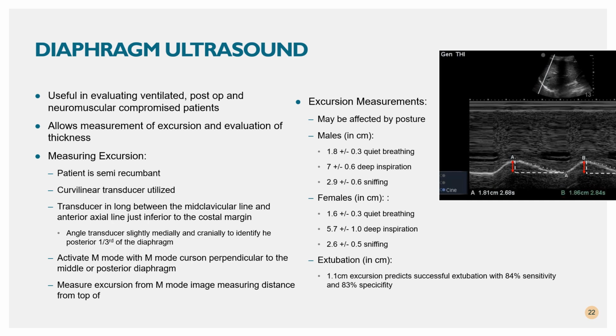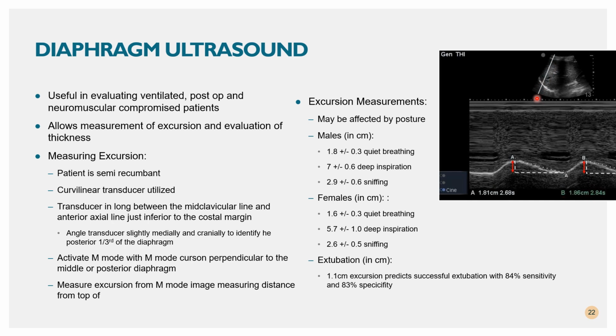And then you're going to need to angle the transducer slightly medially and cranially to identify the posterior 1/3 of the diaphragm, as you're seeing right here. This can be a little bit of a challenging image to get, and you almost have to have it perfect in order to get good diaphragmatic excursion, but with some practice and some confidence, you'll be just fine. So at that point, you're going to activate the M mode setting, and you're going to run that M mode line right through the liver past the diaphragm.